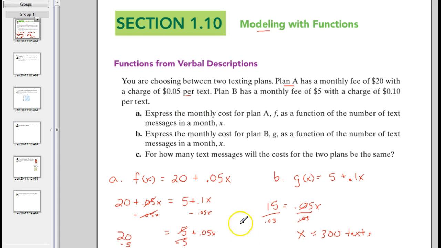Okay, so that's how you do a problem like this when you have multiple plans and you're wanting to see when they're equal. Some of the types of problems you may see here is, for how many texts will one be better than the other one, and then we would just change this, instead of an equals, we would have like a greater than or a less than.